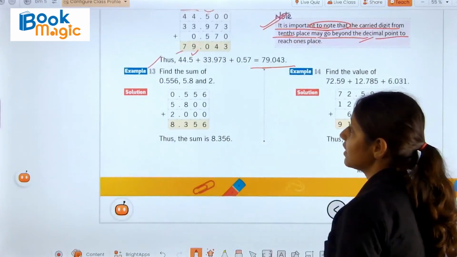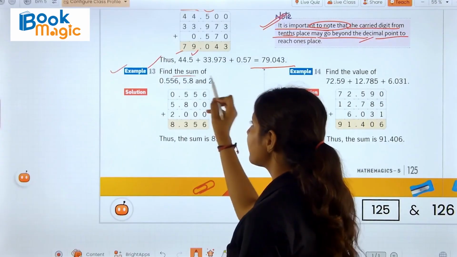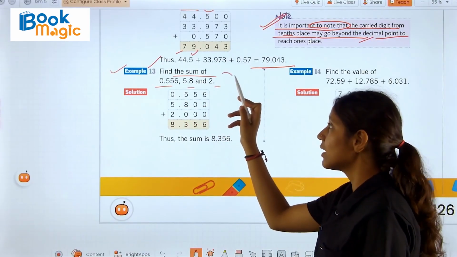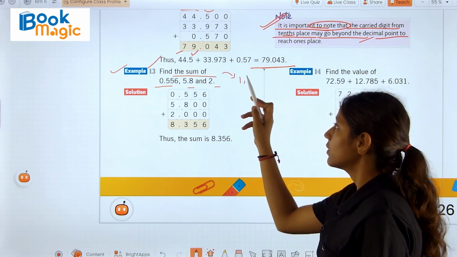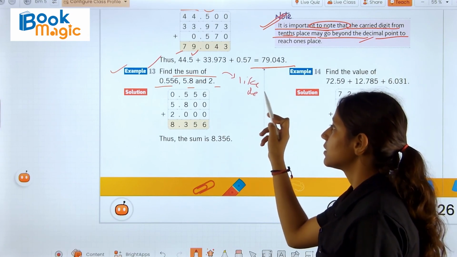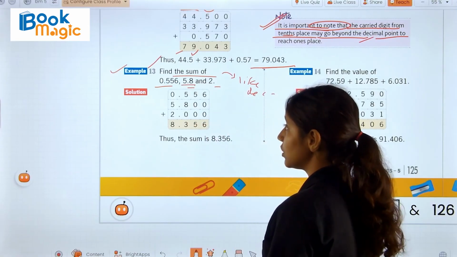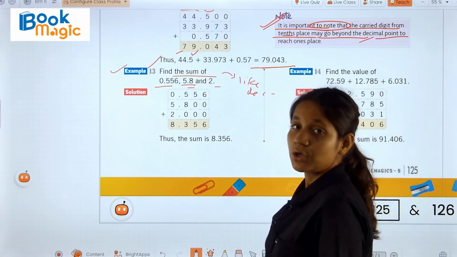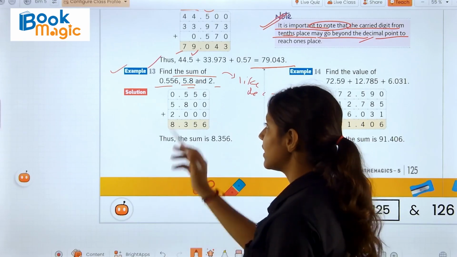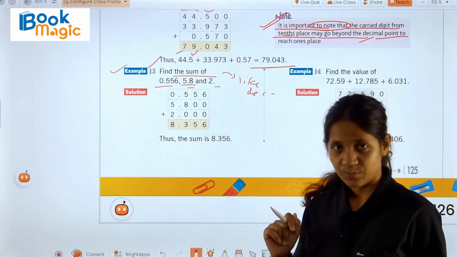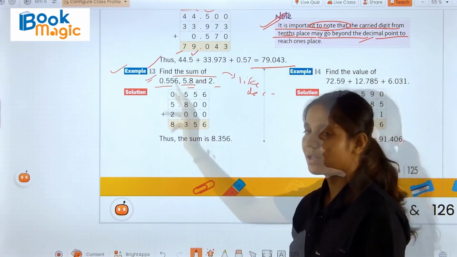Here we are having example number 13. Find the sum of these. So firstly, convert them into like decimals. How will we do this? 5.8 will become 5.800. 2 will become 2.000 and 0.556 will remain 0.556 because it is already in like decimals.